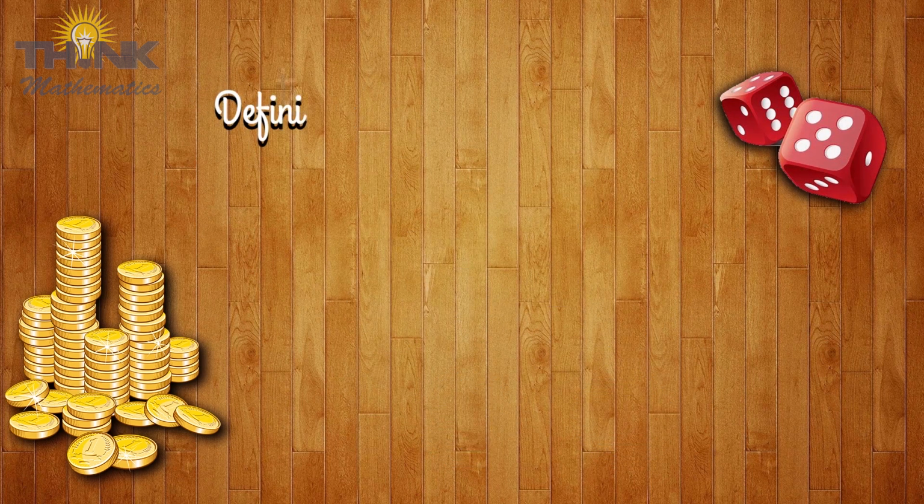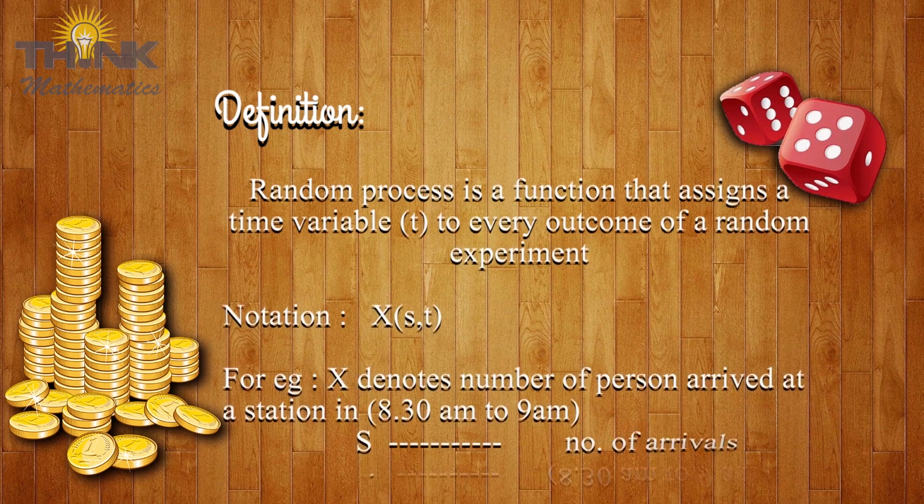Now let us see the definition of random process. Random process is a function that assigns a time variable t to every outcome of a random experiment. That is, it's a collection of X(s, t), where s belongs to capital S, that is sample space, and t belongs to capital T, that is parameter set.